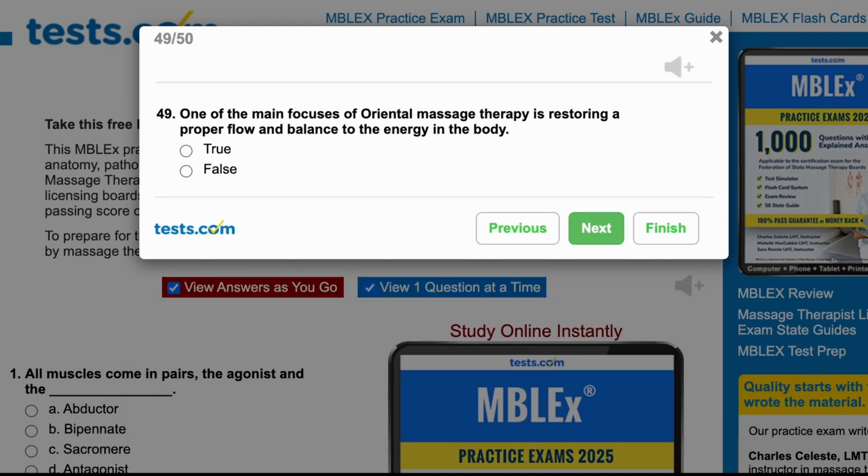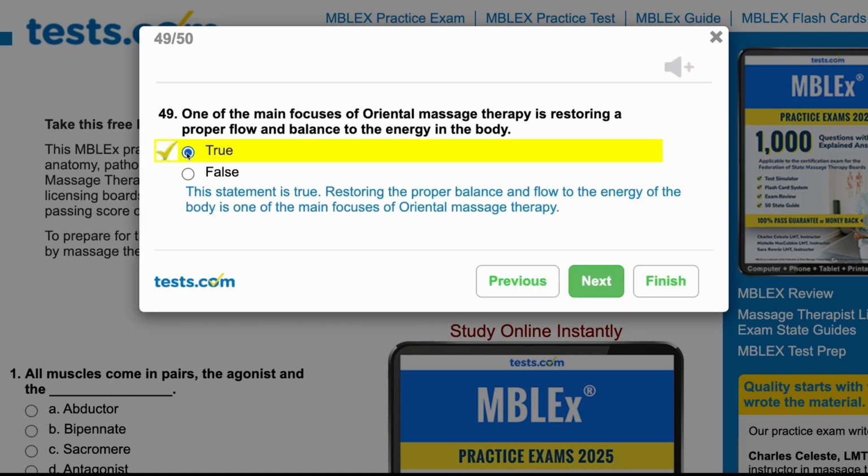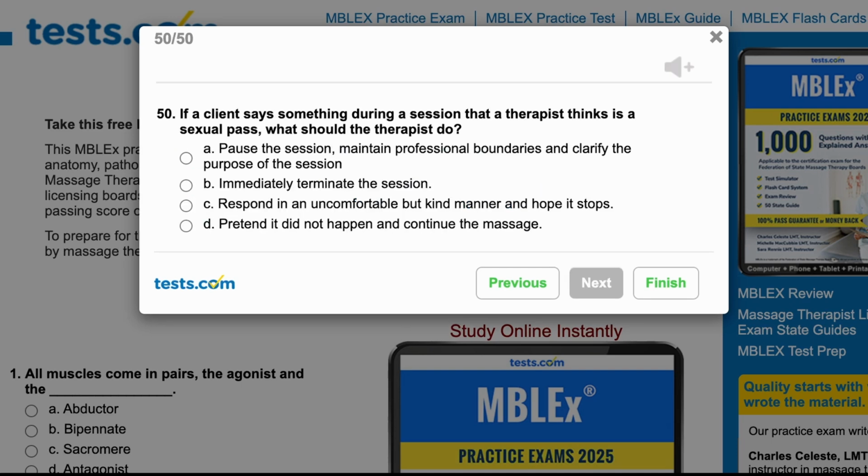Question 49. One of the main focuses of Oriental massage therapy is restoring a proper flow and balance to the energy in the body. Is this true or false? True. This statement is true. Restoring the proper balance and flow to the energy of the body is one of the main focuses of Oriental massage therapy.